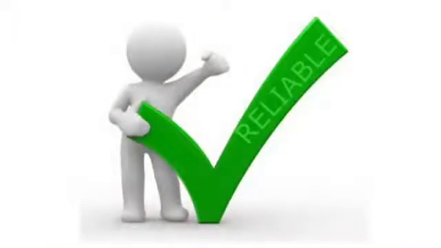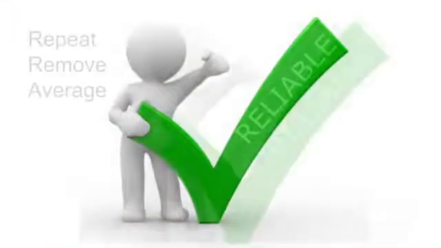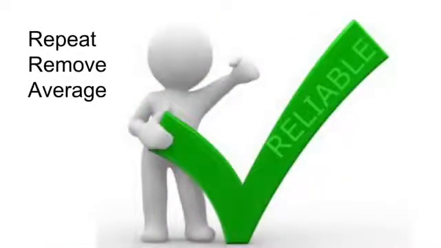The second keyword is reliable. In all experiments, we're always aiming to repeat our readings until we have three concordant results, three results that are in line with each other. Then we remove any anomalies, any results that do not fit that pattern, and then we average our results by adding together our concordant results and dividing them by the number of results we have.